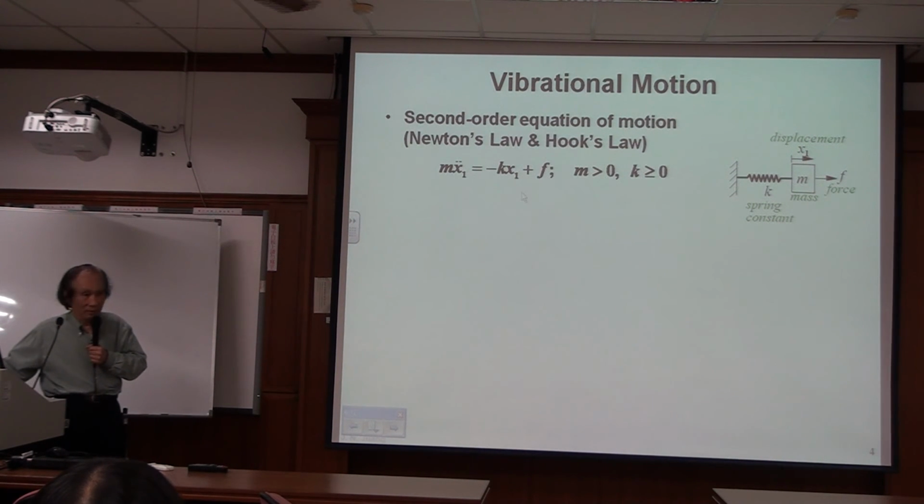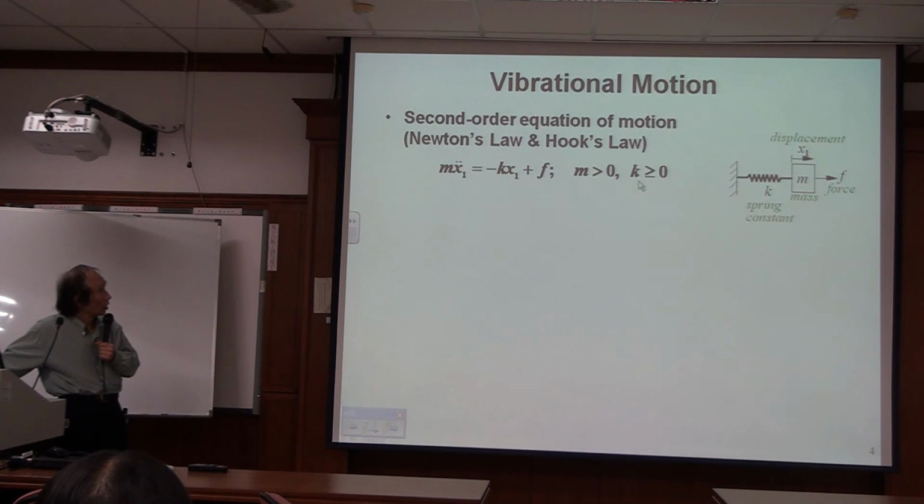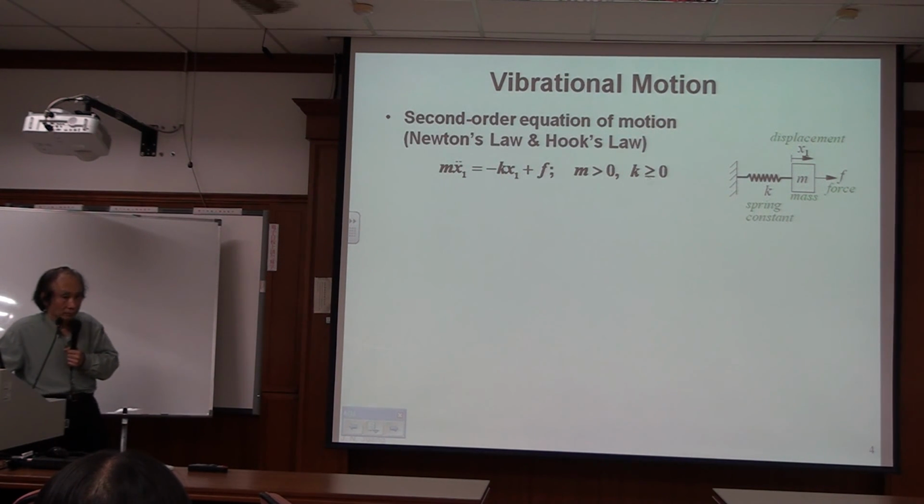M must be larger than 0. K is larger than or equal to 0. If k equals 0, it becomes rigid body motion. If k is not equal to 0, then we call it vibrational motion. Now, don't forget this. I'm not joking. M larger than 0. Sooner or later.